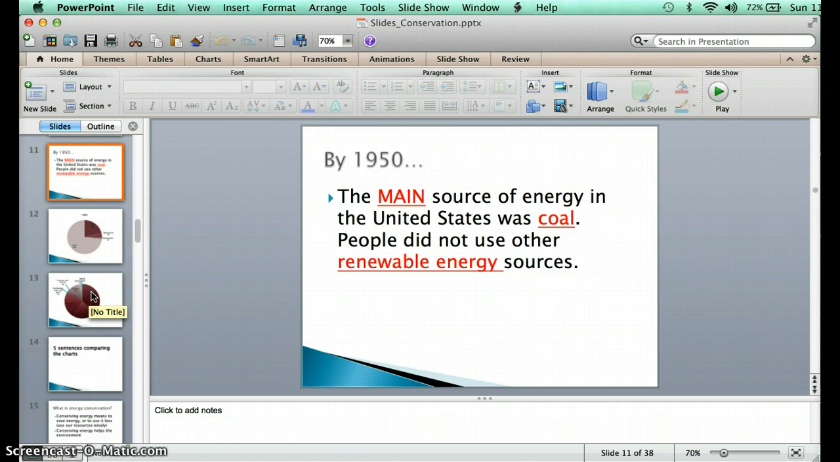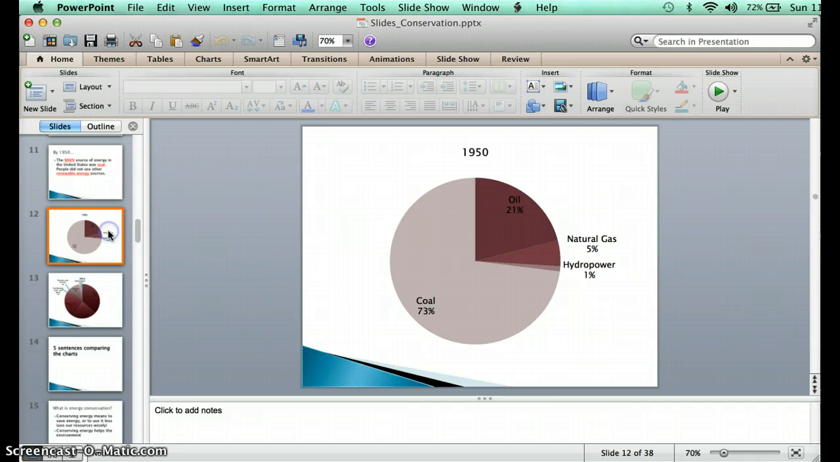You've got two circles. You're going to make two pie charts to show the difference between our energy resources in 1950 and our energy resources today. Okay, so you're going to start on the left, and you're going to start in 1950. So you're going to create your pie chart to look just like this one.